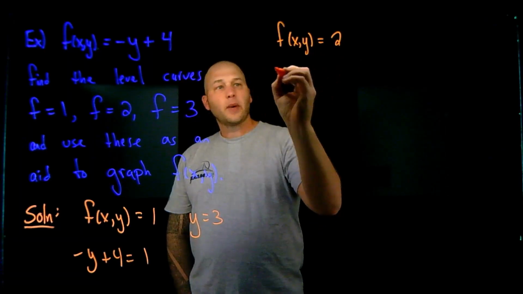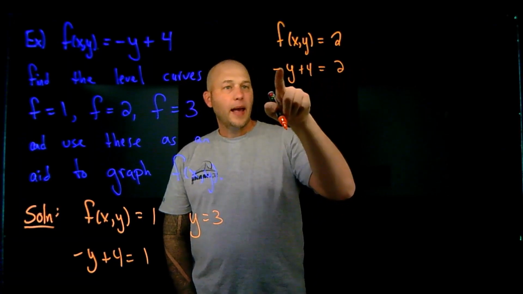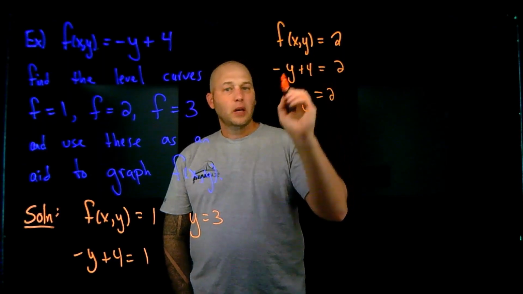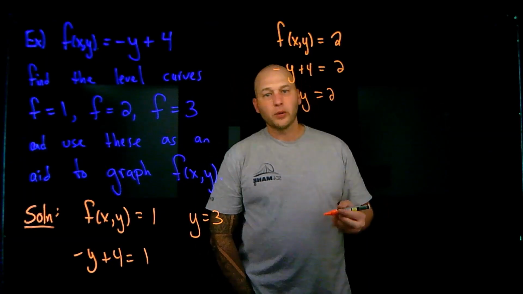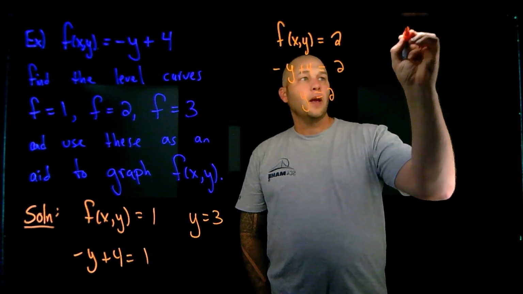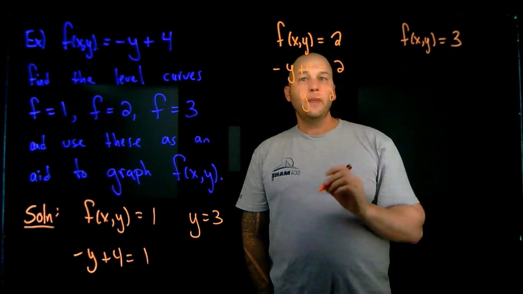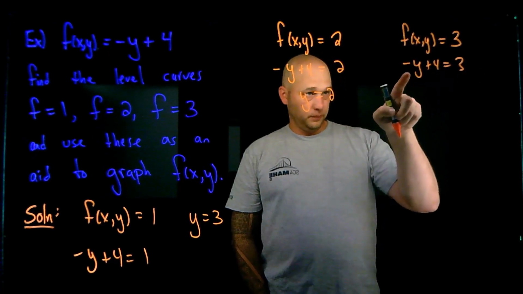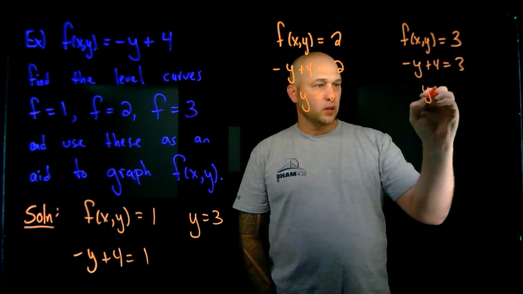Okay, same idea. Negative y plus 4 is 2. Add y, subtract 2, I get y is equal to 2. So the level curve f equal to 2 is the line y equals 2. Last one, f of xy equals 3. So negative y plus 4 equals 3. Add y, subtract 3, I get y is equal to 1.